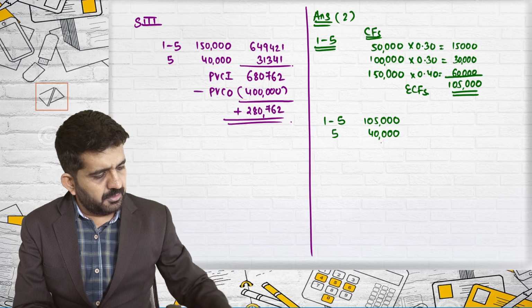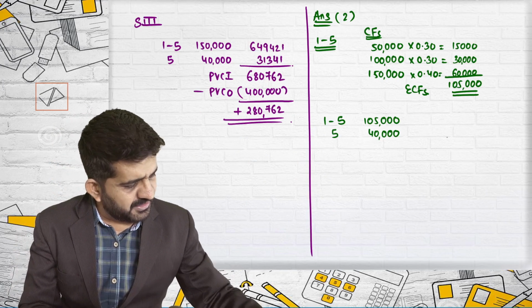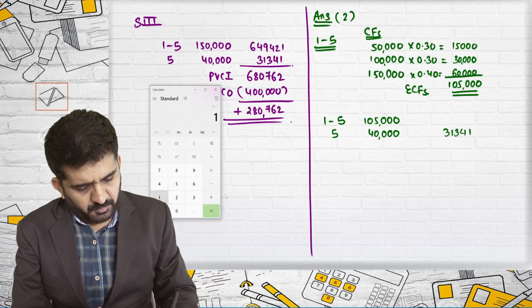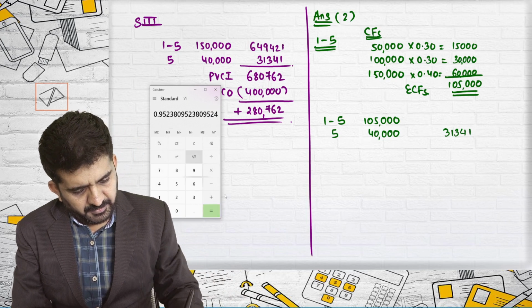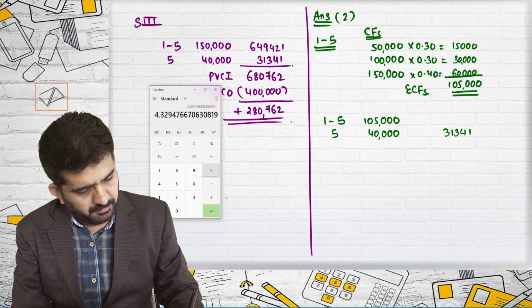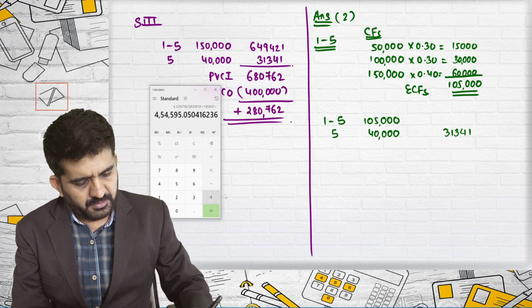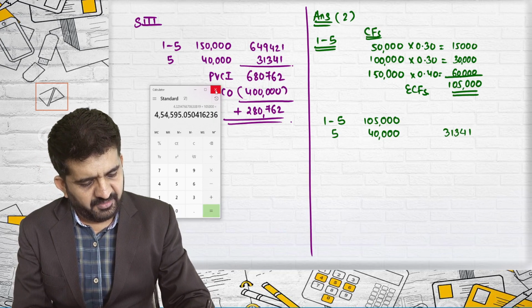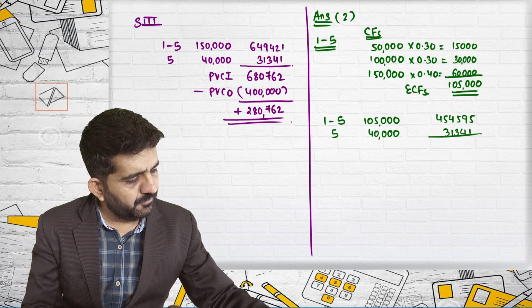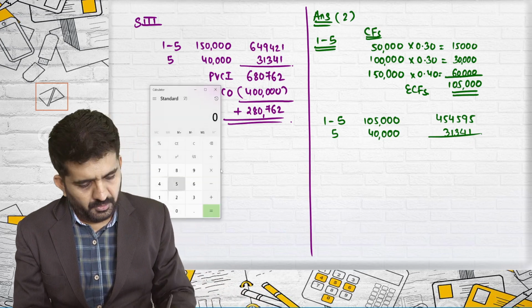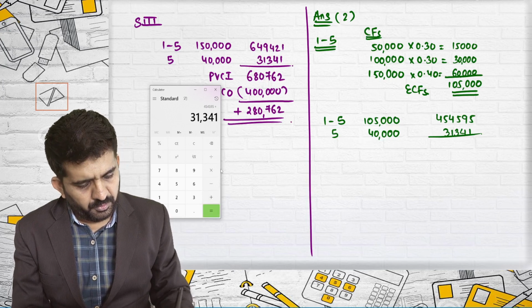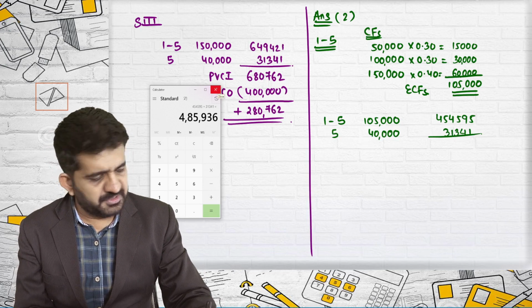So 1,05,000 discounted at 5%. The present value factor for 5 years, 1 divided by 1.05 and so on, multiplied by 1,05,000 gives 4,54,595. Plus the present value of the scrap value, 31,341, gives 4,85,936.